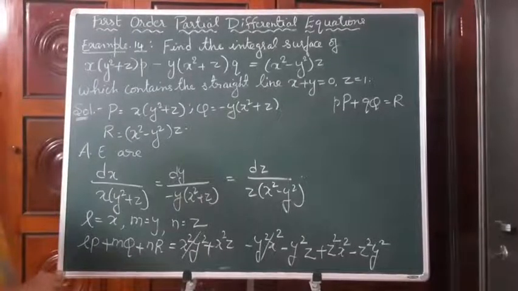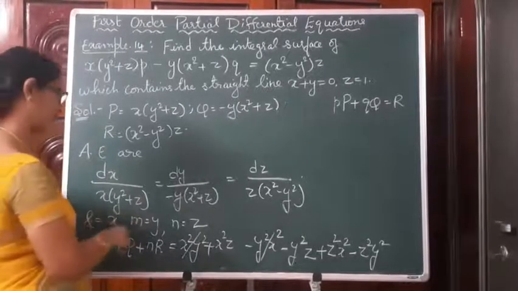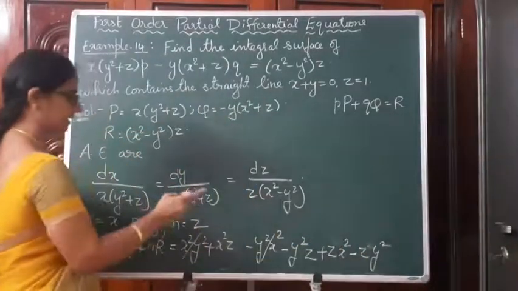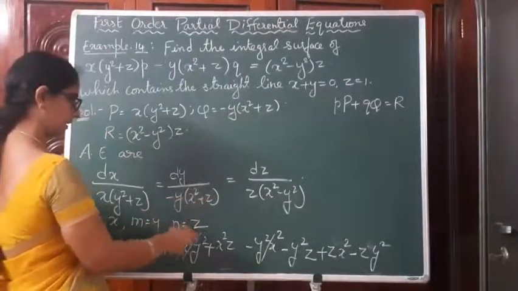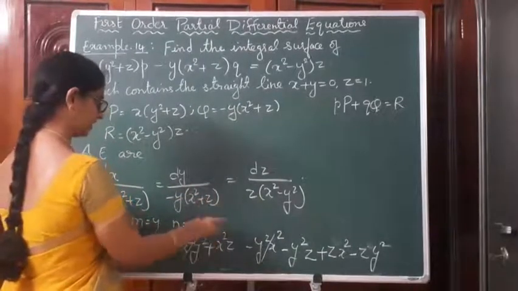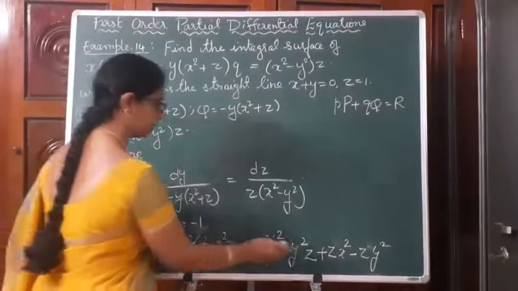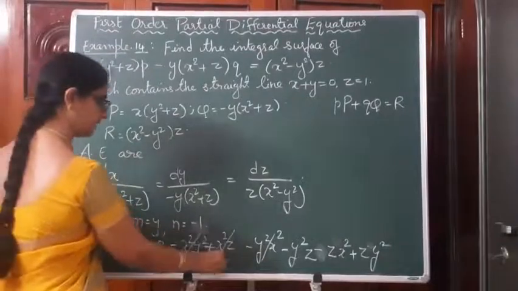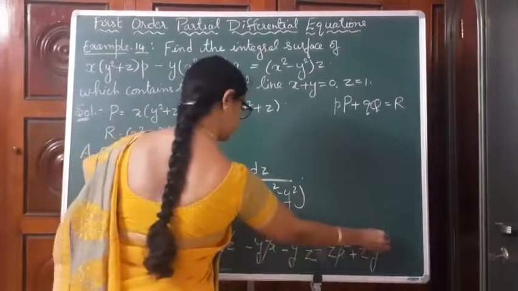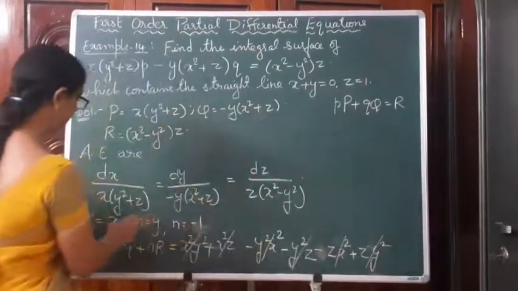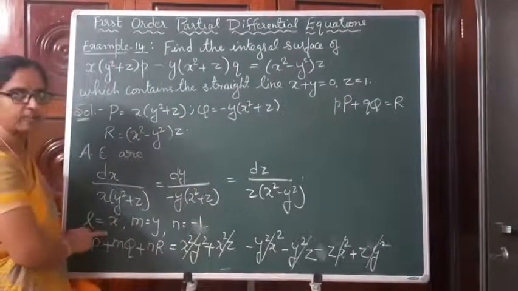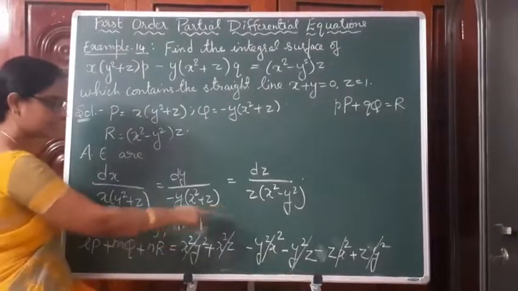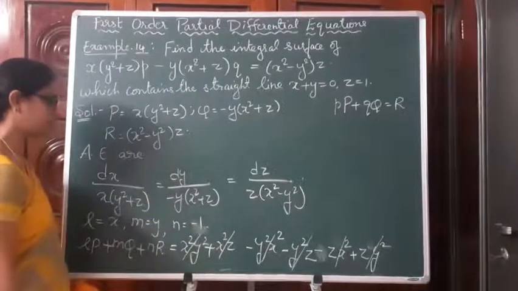Let us take x, y and 1. So if it is x, y and 1, let us see what happens. z x square minus z y square. Let us take N is equal to minus 1, so that it gives minus here and plus here. Minus z x square plus z x square minus y square z plus y square z. So these are the set of multipliers. L is x, M is y and N is minus 1. Previously I took z here, z did not work there, so I changed it to minus 1.